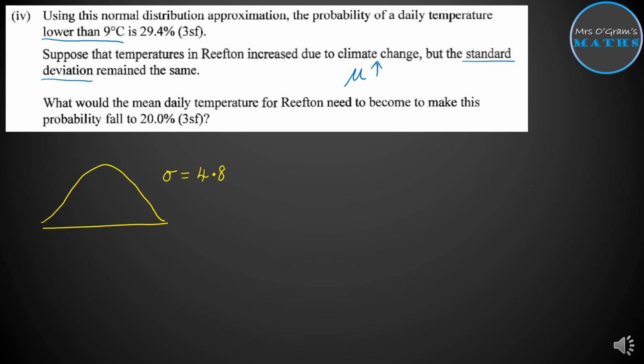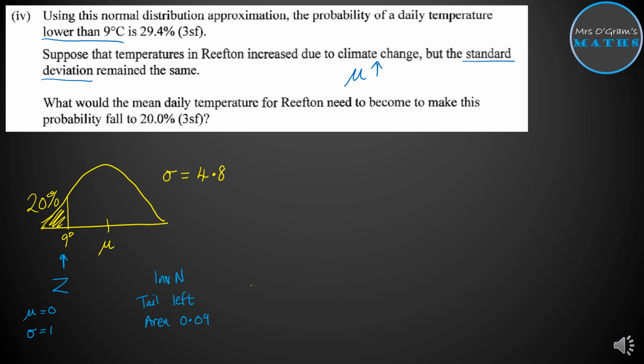So the standard deviation remains the same. The mean we don't know, that's the thing we're going to work out. But we are told that the probability of the temperature being lower than 9 degrees will be 20%. We want to work out what's the mean to make that happen. We need to use our z values for this one. So we need to work out what z value would go here. On the standardized z curve, the mean is 0 and the standard deviation is 1. So we can do the inverse normal on the z curve to work that out.